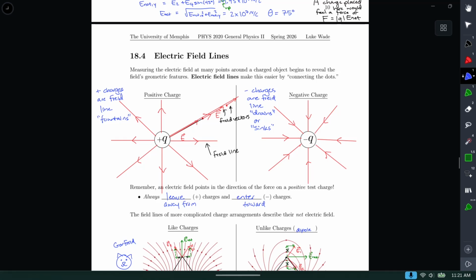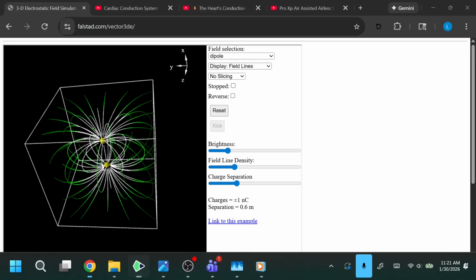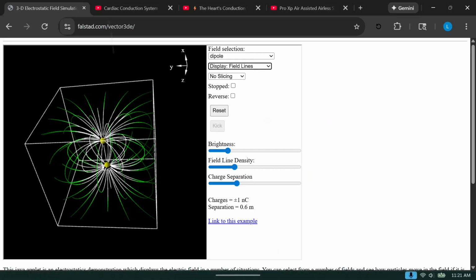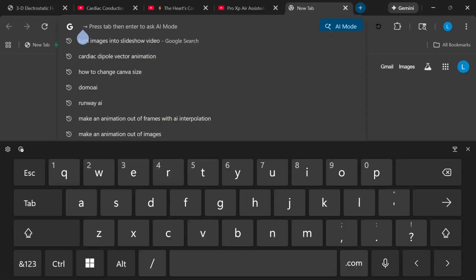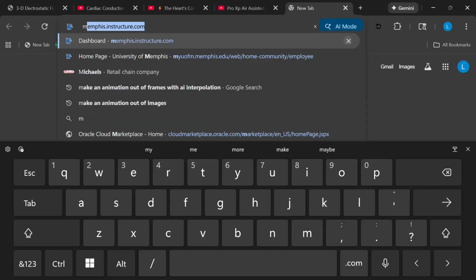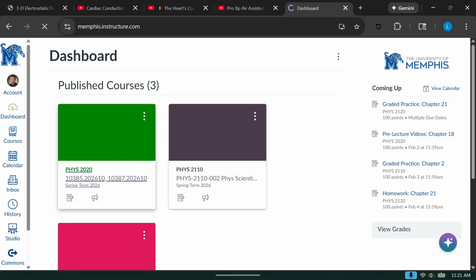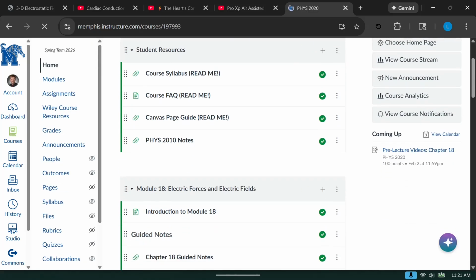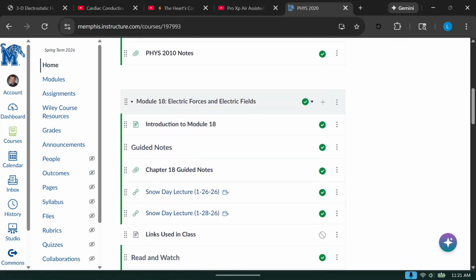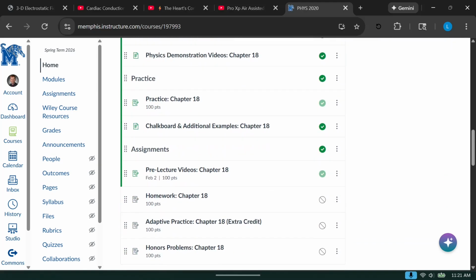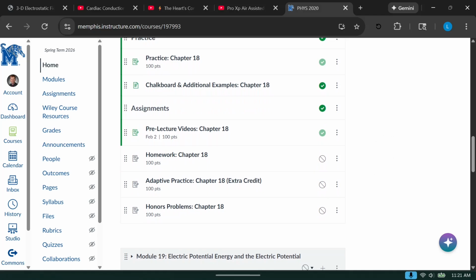I don't see the adaptive practice for this chapter. Maybe I'm overlooking it. Let me see. I see the reading, animations, physics demonstration videos, practice, additional examples, and then pre-lecture videos. Let's see. That would be because I haven't put it up yet. It's up now. Sorry about that.